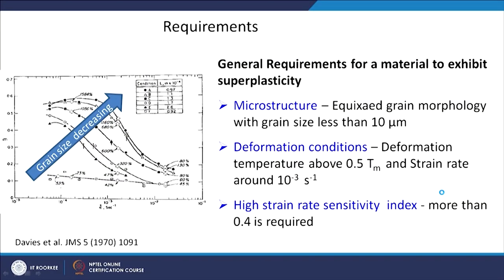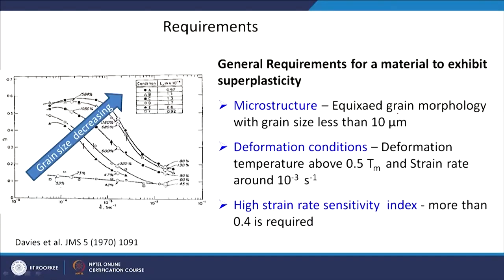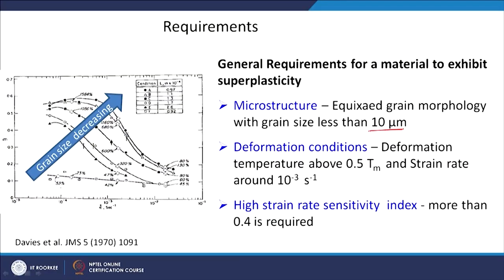Now, what are the general requirements for a material to show superplasticity? There are three main conditions. For example, the microstructure should be equiaxed, having equiaxed grain morphology. That means in any direction, if you measure the grain size, it will have the same size. And the grain size in conventional superplastic materials should be less than 10 micron. Around 10 micron, it can be 15 micron also, but the limiting condition is around 10 micron.